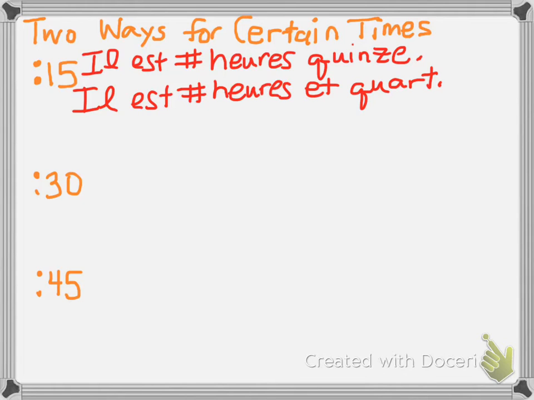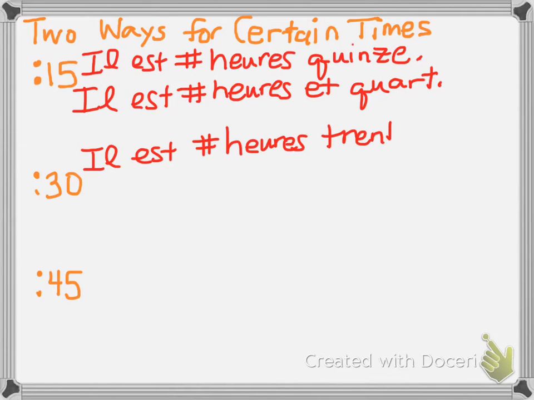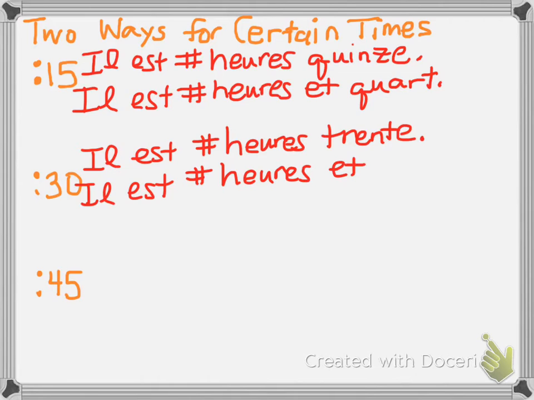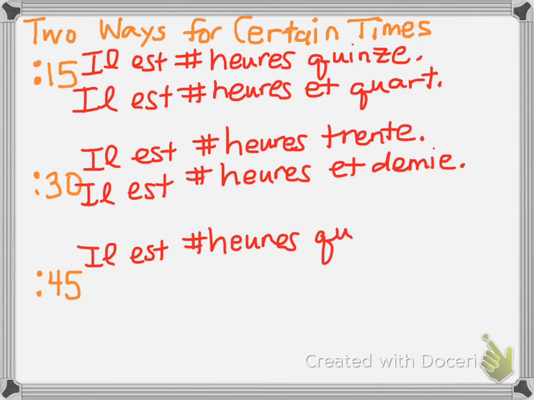For half past, again, you have 2 choices. You could do il est the number of 30, so the number for 30. Or you can do il est number et demi, and a half. Now, quarter to, again, you have 2 choices, right? You could do il est the number and then the minutes, 45.